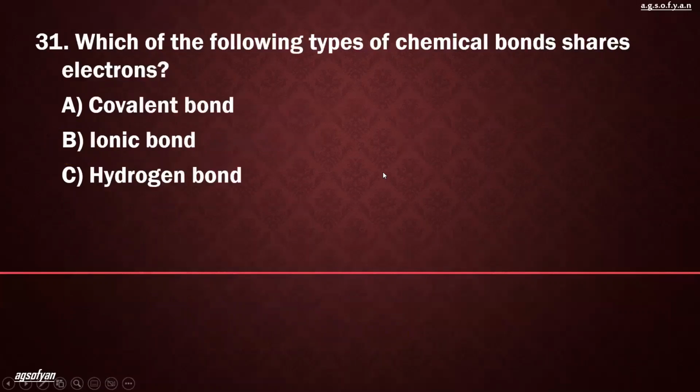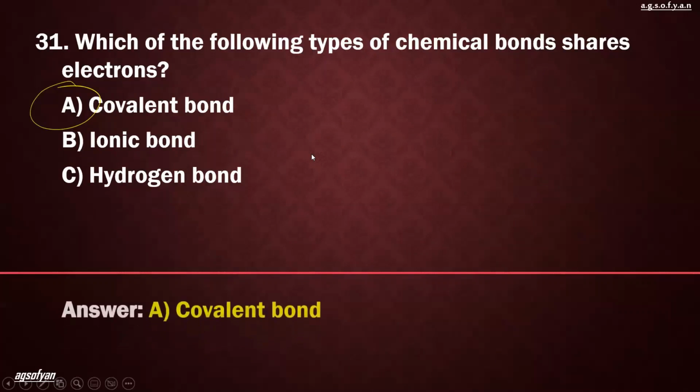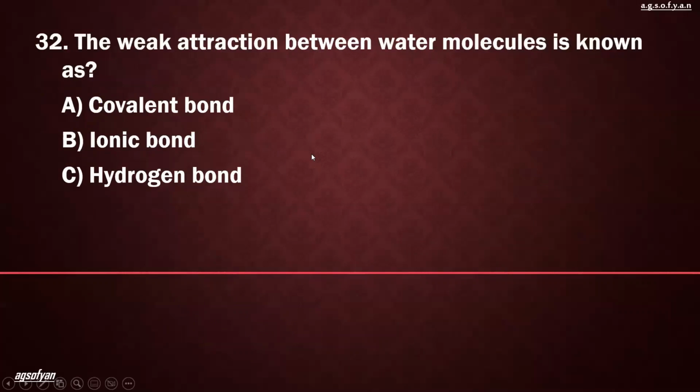Which of the following type of chemical bonds share electron? Which one shares electron? This is going to be the strongest one. The covalent bond. Yes, this one sharing electron. This is the strongest one. Covalent bonds. Next, the weak attractions between water molecule is known as hydrogen bond. Yes, and this is the weakest one.